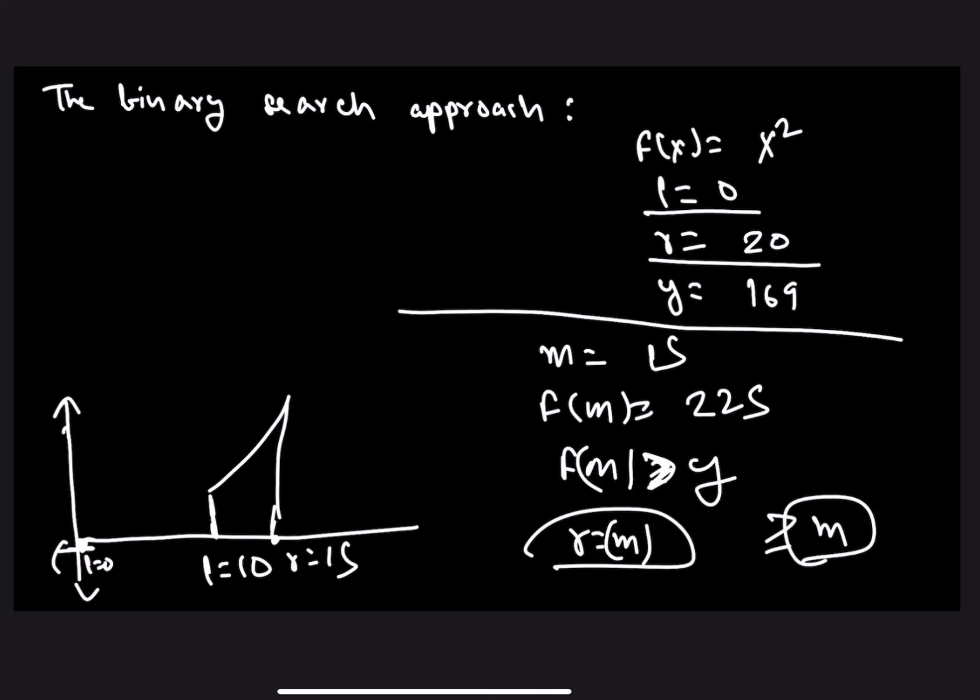Now I will again calculate the mid value over here, and the mid value will be equal to 12.5, and I know that f of m will be less than the target value that we are looking for, that is 169. So in that case, the pointer L will be updated to m, that is 12.5. So this will be my new L, pointing to 12.5. If you notice, at each iteration I'm halving my search space.